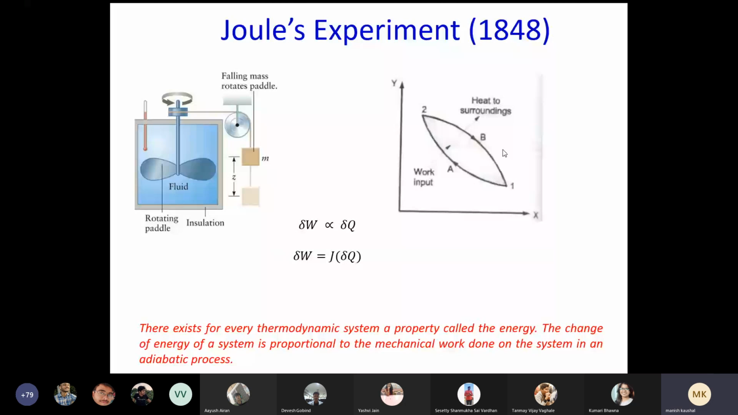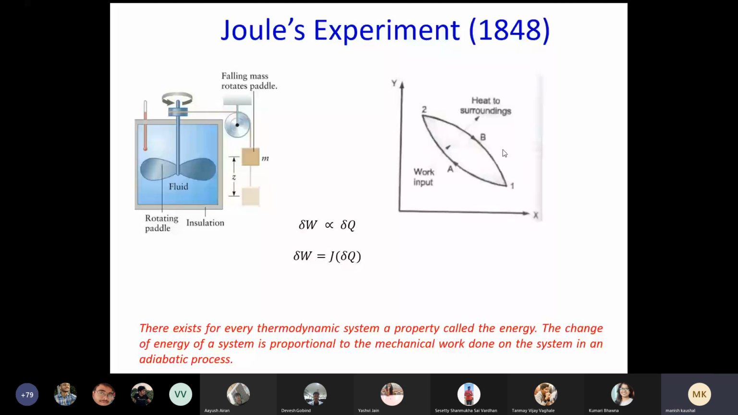Now we can extend Joule's experiment for any process. But before that, we have to go to a cyclic process. Before we go to the next slide, just read this statement: there exists for every thermodynamic system a property called energy, and the change of energy of a system is proportional to the mechanical work done on the system in an adiabatic process. This was the statement made by Joule.